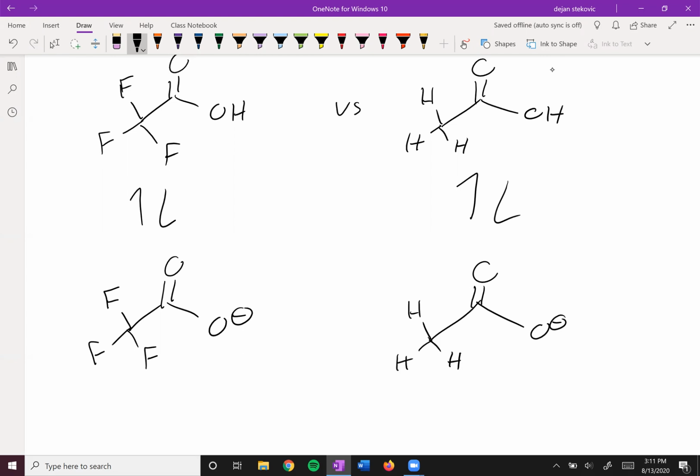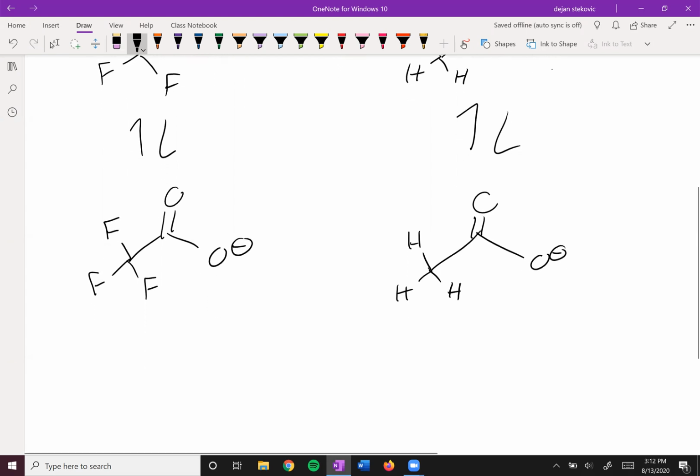And so, right, they both have the same charge. They both have the negative charge over 2 oxygens, so that's the same there. The resonance structures are the same, right? So we have to then think about what's going on here.